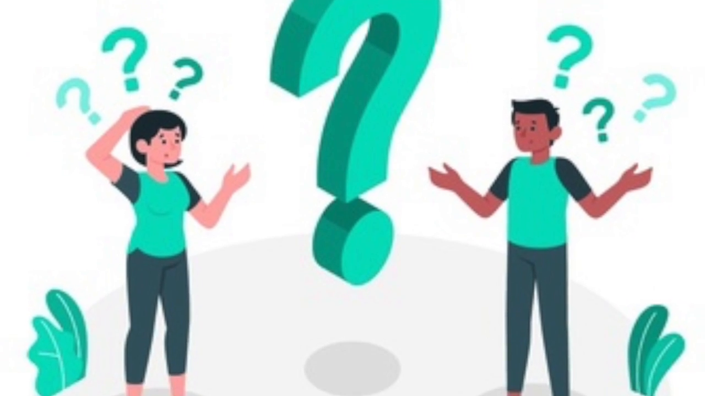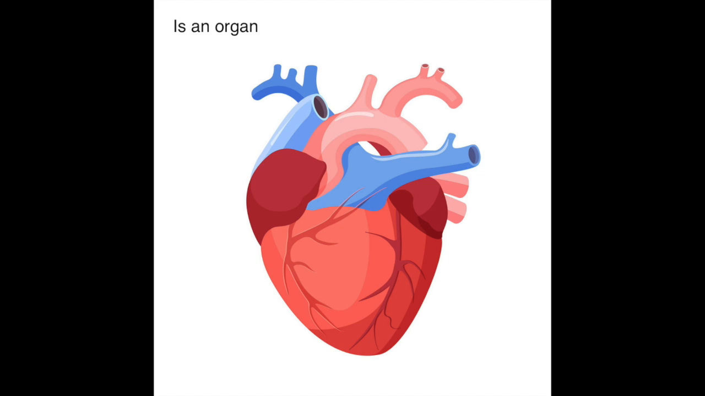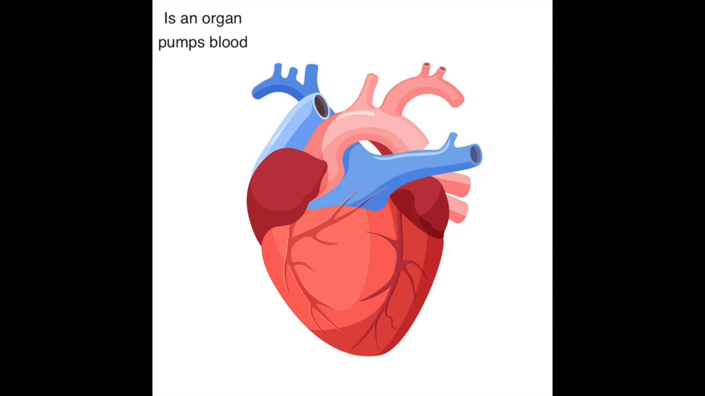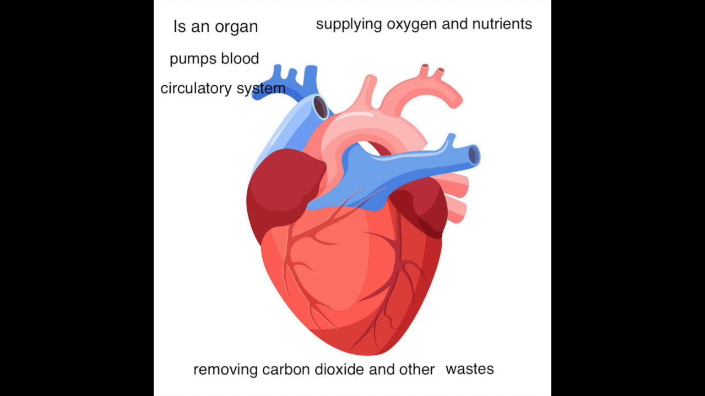In this video we are going to talk about the heart. But first of all, what is the heart? The human heart is an organ that pumps blood throughout the body via the circulatory system, supplying oxygen and nutrients to the tissues and removing carbon dioxide and other wastes.